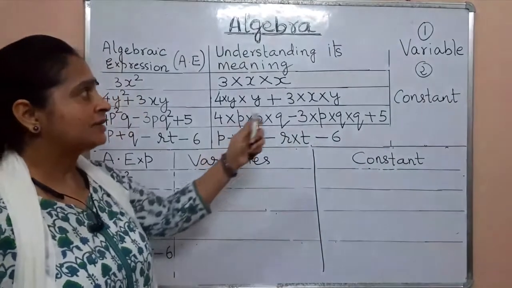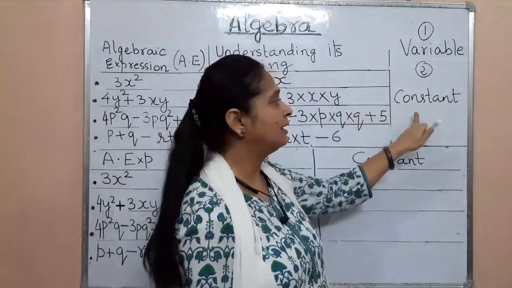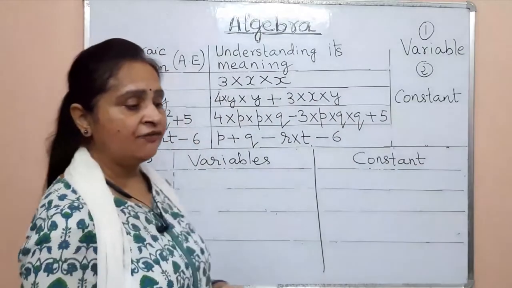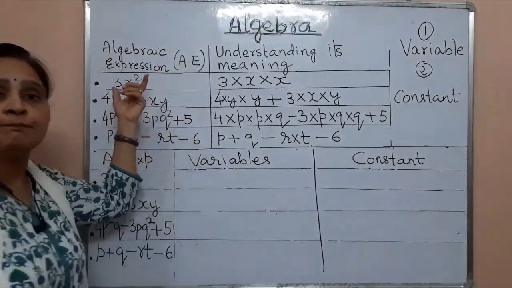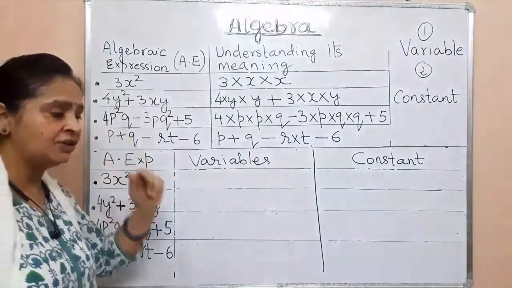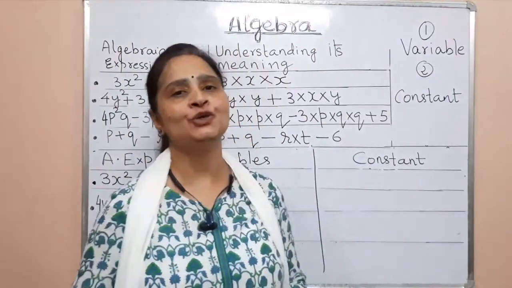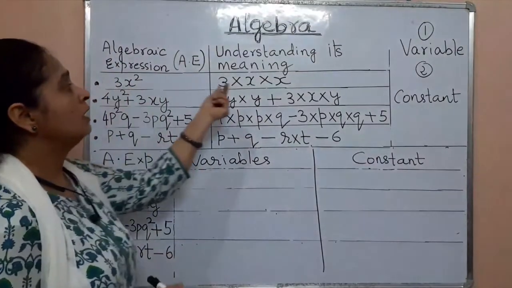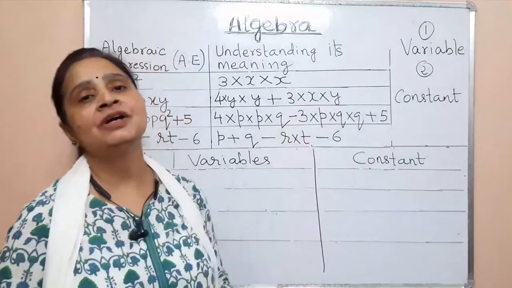Now children, let us study two more new words, one is variable and another one is constant. If we remember in our previous video, we have understood the meaning of algebraic expression. We also discussed that every algebraic expression has its value, but the value of the algebraic expression depends on the unknown quantities which are present in that expression.